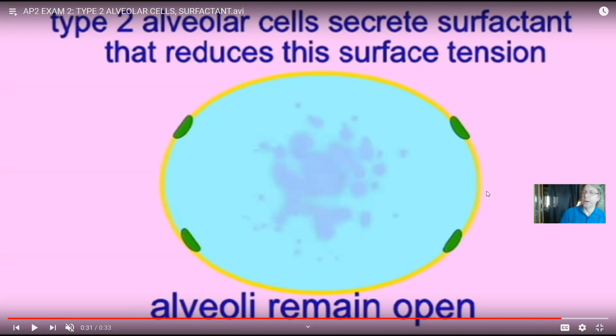So this was a quick overview of the anatomy of the respiratory system, except for the respiratory muscles, which will be quickly mentioned in the next video.